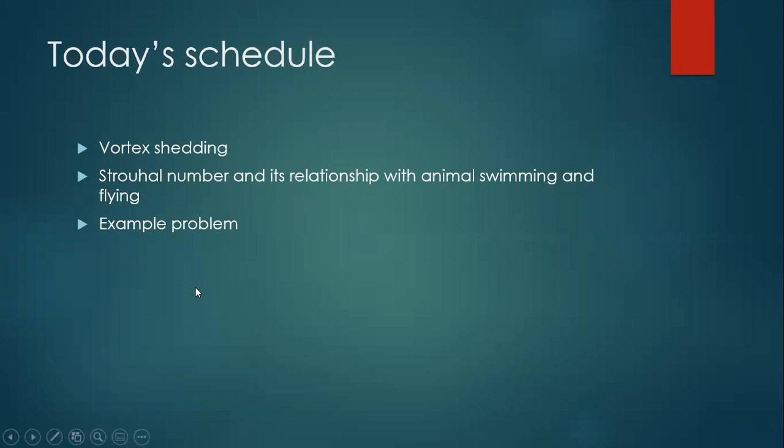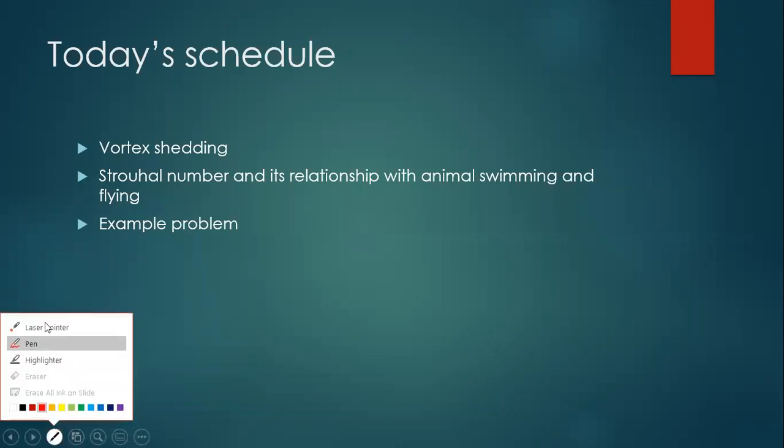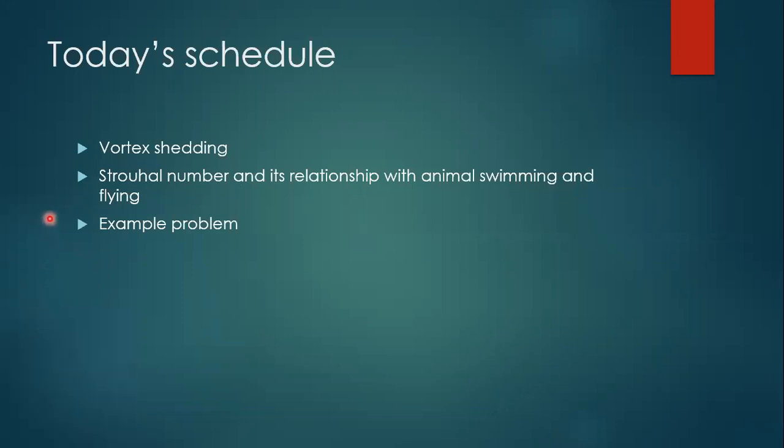All right, this is the schedule. First we'll talk about vortex jetting. Then I will introduce a new dimensionless number called the Strouhal number, which is involved in vortex jetting, and discuss its relationship with animals swimming and flying. And finally, we'll do an example problem together.